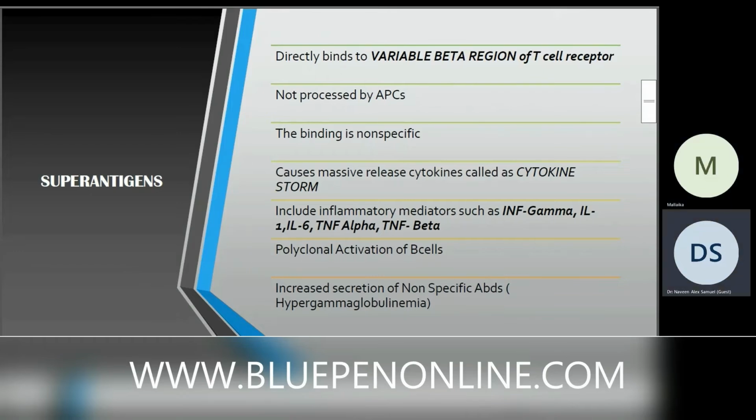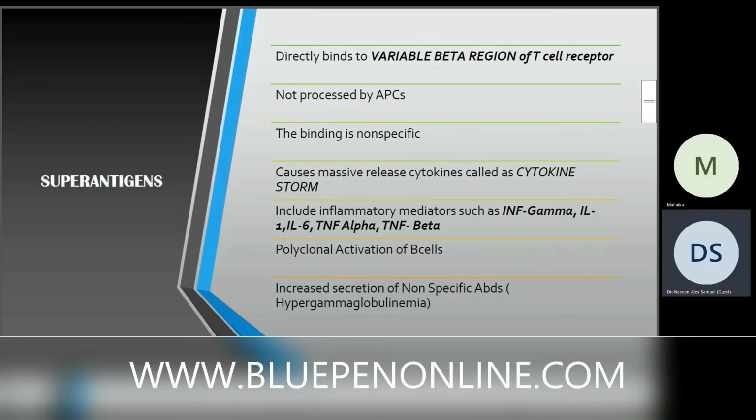Yes. So next is super antigen. Why are they called super antigens? Because here they directly bind to the variable beta region of the T cell receptor. Now, what is the variable region? I'll tell you. In antibodies, there are 2 regions: the variable region and the constant region. The variable region is the area which has the paratope, the antigen binding site. Again, I'll tell you about the structure of the antigen and the antibody later, and I'll explain each and everything then.